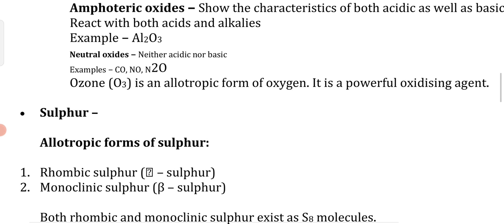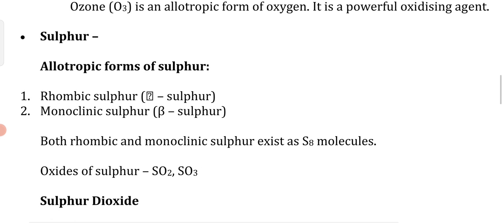It wants to react with another element, so that is why it is a very good reacting agent. It is very reactive. That is why ozone is a powerful oxidizing agent, because it can oxidize others. Whenever oxygen is attached with another element, obviously that element will be oxidized. Next, sulfur we are coming to.